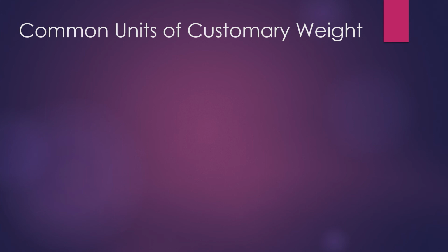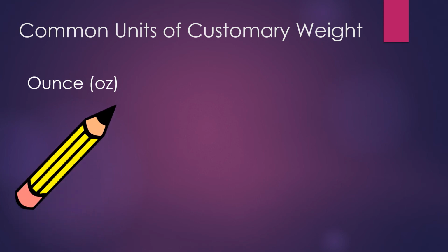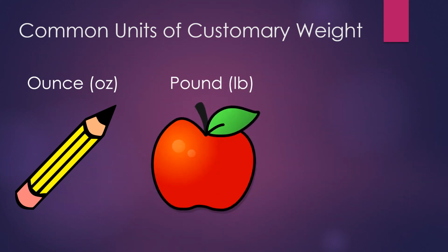Before we can talk about how to convert customary weight, let's talk about the different units that you're going to see today. The smallest unit you're going to see is what we call the ounce. And a pencil is about the same weight as 1 ounce. The next unit that you'll see is a pound, and a large apple is about the same weight as 1 pound. The largest unit that you're going to see is what we call a ton.